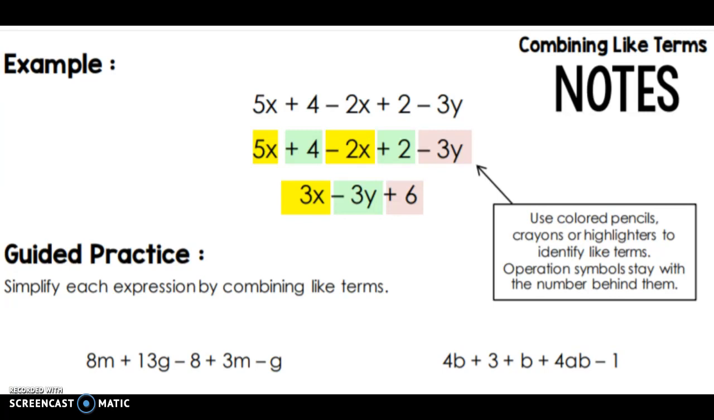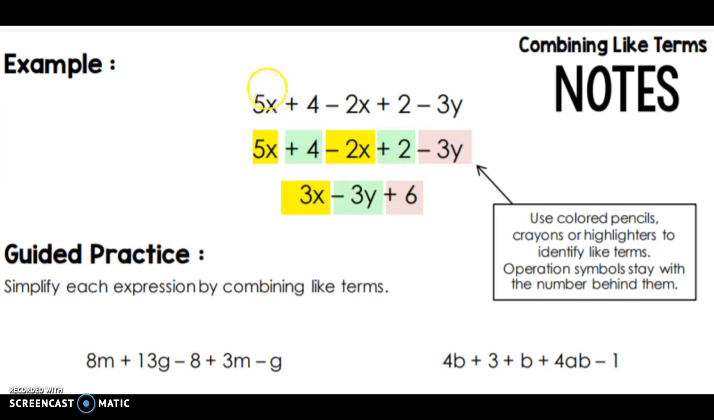So you should have in front of you at least 3 different colors, whether they're colored pencils or highlighters, because we're going to use those today to help us identify our like terms. Just looking at this first example at the top, yours is not color-coded and mine is. I just want to explain to you before we start how these colors came to be.